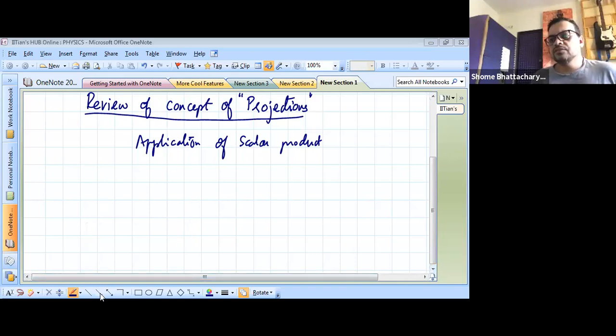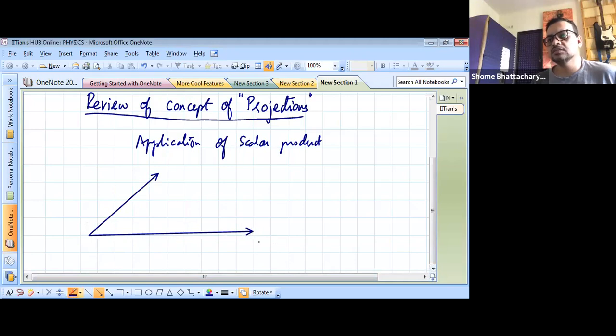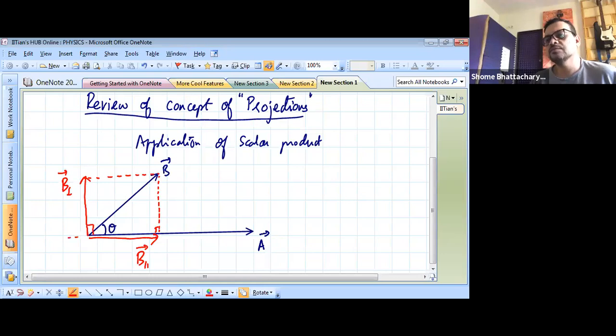So we saw last time that if we have two vectors, let's say A and B like this, which are at an angle theta, then dropping a perpendicular from B along the direction of A, this component is called the parallel component of B. And the other component, which is perpendicular to this, will be called the perpendicular component of B. So this angle is 90.